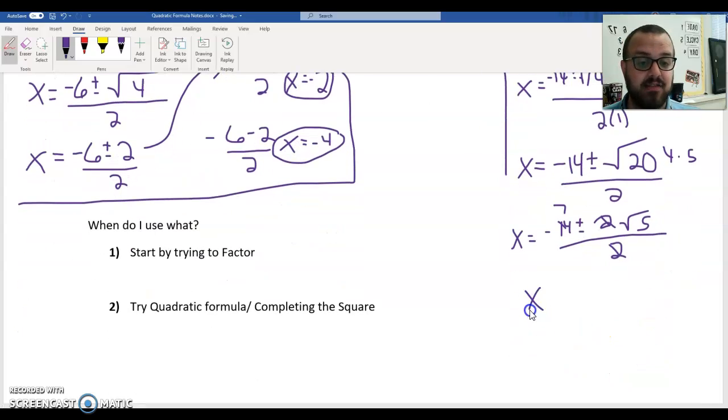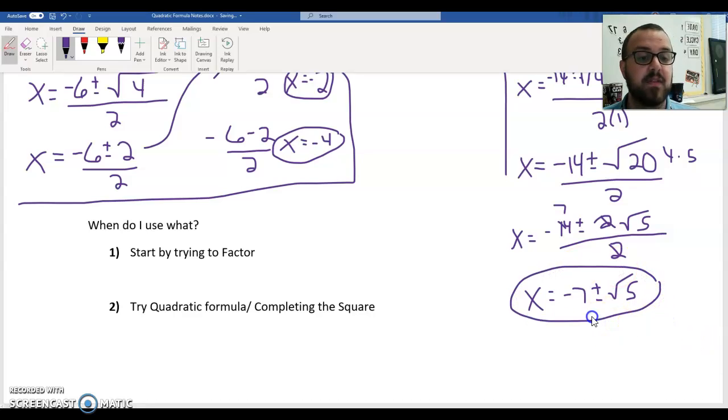So I'm going to get that x equals negative 7 plus or minus the square root of 5. And to be honest, that's kind of my answer. There's nothing else I can really do with this. I could split it and say negative 7 plus root 5 and negative 7 minus root 5, but that's the same thing as just saying this. So there's my two answers: negative 7 plus the square root of 5 and negative 7 minus the square root of 5.